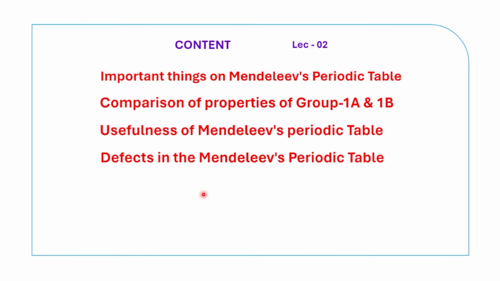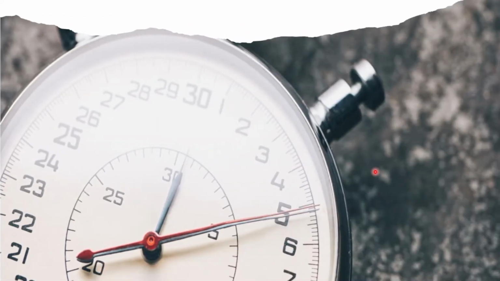Then we will show important things on Mendeleev's periodic table. We will also compare the properties of group 1a and 1b elements. After that, we will discuss usefulness of Mendeleev's periodic table and defects in Mendeleev's periodic table. So these many things we are going to learn in this second lecture. So without wasting any time, let's start.